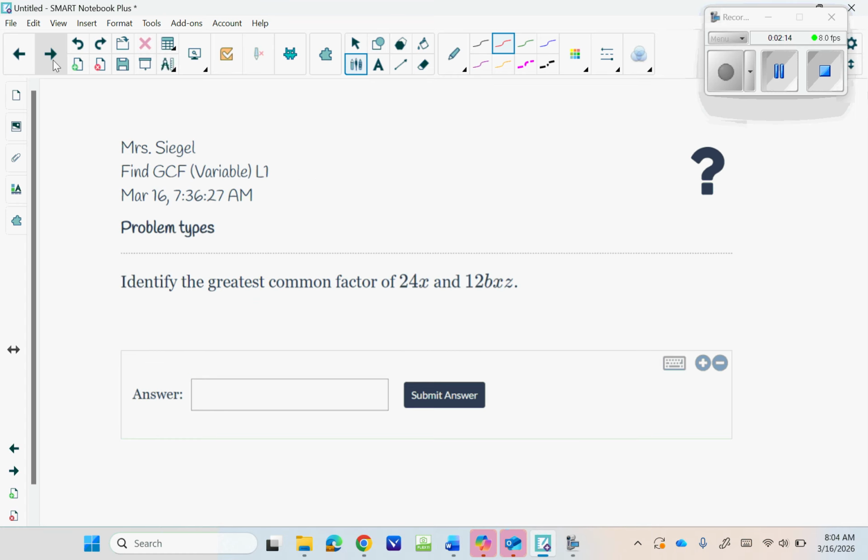Okay, let's go on to this one. Again, I'm going to ask myself, does 12 go into 24? And it does. So 12 is going to be my GCF. Notice that the only thing they're sharing right now is an X. And so my GCF would be 12X.